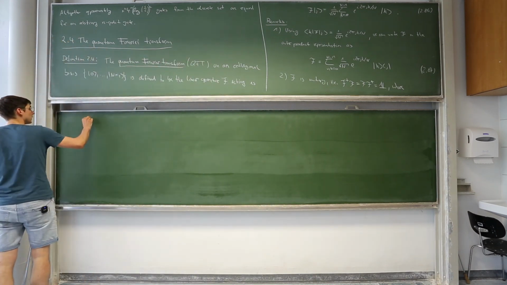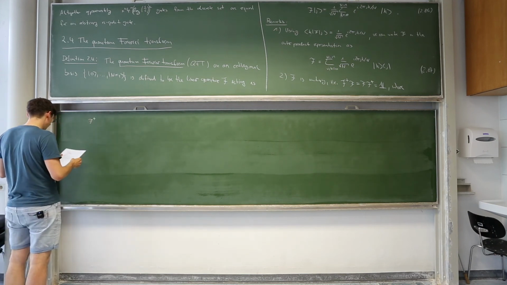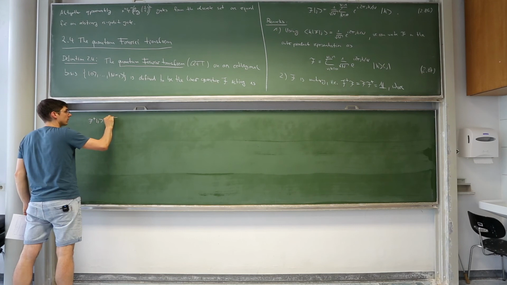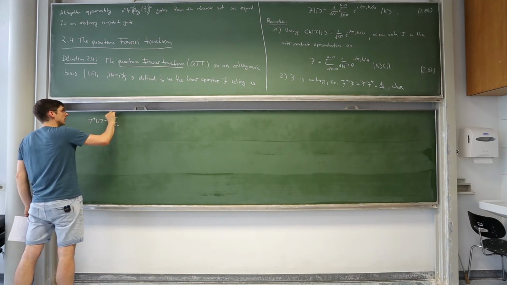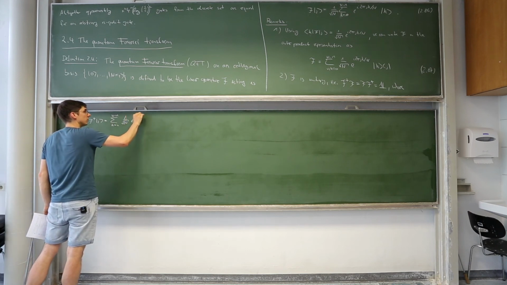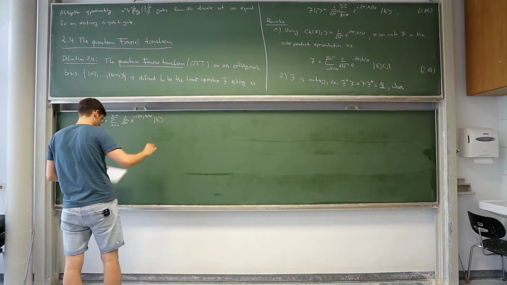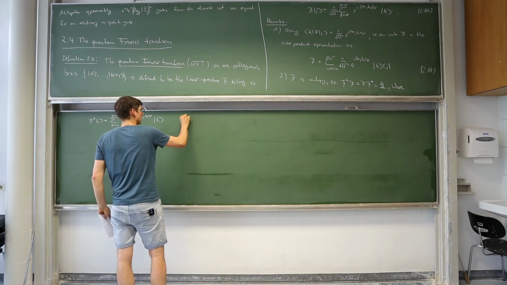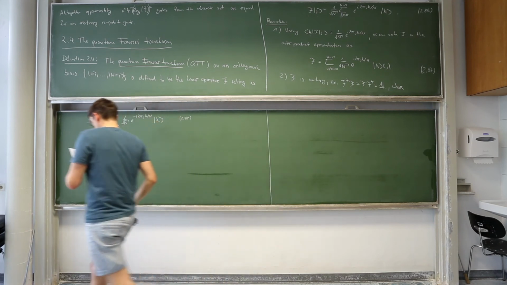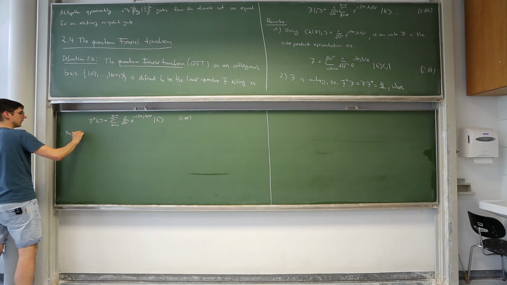So the adjoint of F acting on |j⟩ is equal to the sum over k from 0 to N minus 1 of 1 over square root of N, now e to the minus i 2π jk over N, |k⟩. And I think you're going to prove this as an exercise.